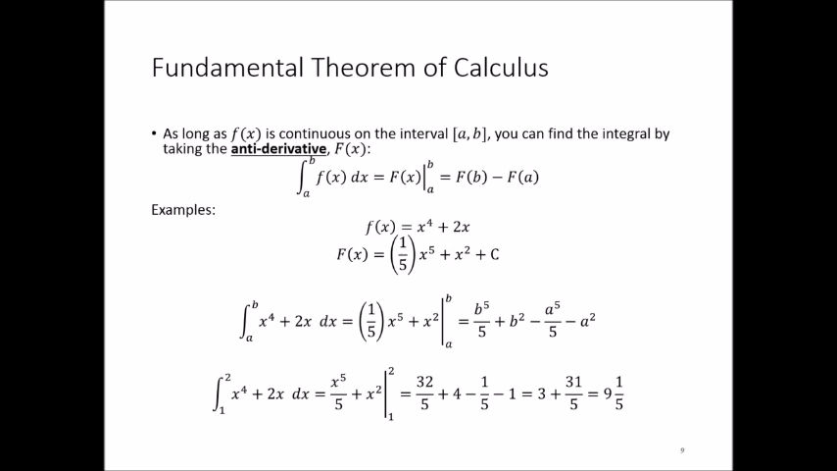All right, so I chose those limits at least partially because the math gets hairy otherwise. So we plug in 2 here, we get 32/5 plus 4. We plug in 1, we get minus 1/5 minus 1, and that comes out to be 9 1/5.